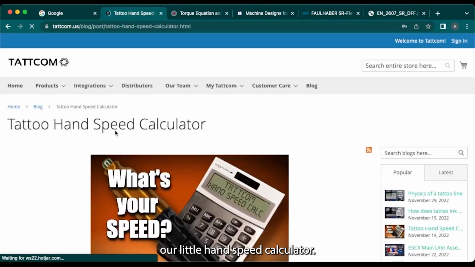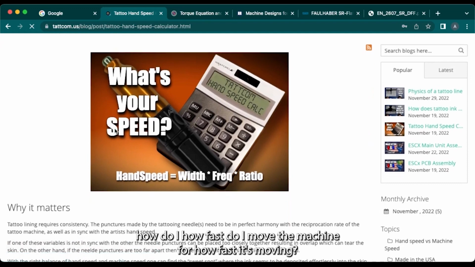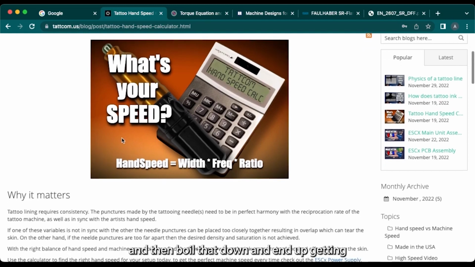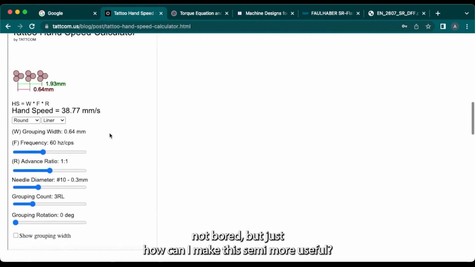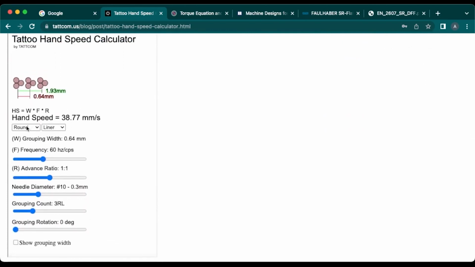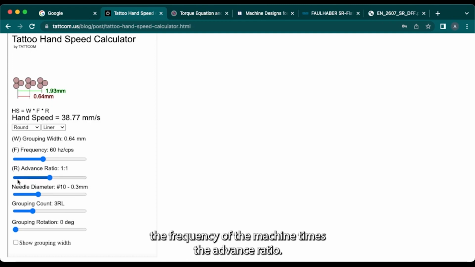The hand speed calculator. So I basically went out and said, how fast do I move the machine for how fast it's moving, if I want to get a certain spacing between the lines? Then I boiled that down and thought, how can I make this more useful? So I popped this on the website, which communicates that your hand speed is equal to the grouping width times the frequency of the machine times the advance ratio.